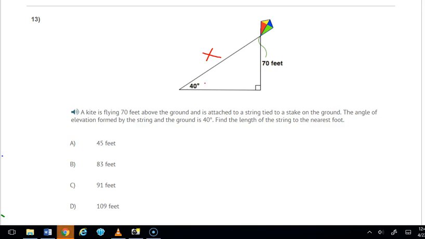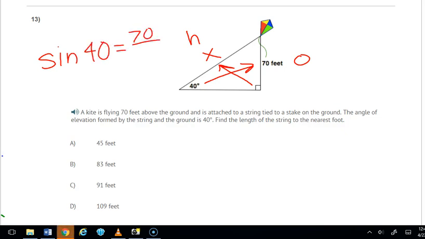So I know that this is the opposite side, so that is going to be O. And I know that this is the hypotenuse because it's opposite the right angle. So the ratio that uses opposite and hypotenuse is sine. So I'm going to say the sine of 40 degrees is equal to the opposite over the hypotenuse. And recall when we have an x in the denominator that we swap that with what's on the other side of the equal sign. So x is equal to 70 divided by the sine of 40.